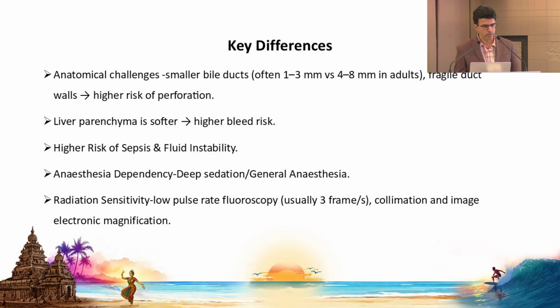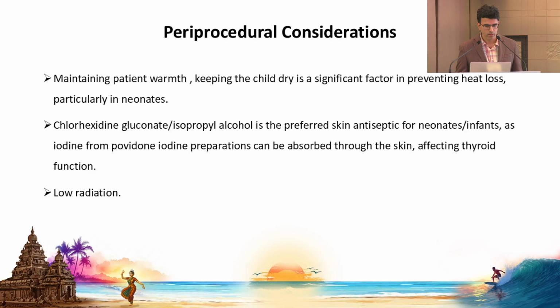The procedures are to be done under deep sedation or general anesthesia, and radiation sensitivity is also an issue, so we always have to use low pulse rate fluoroscopy, adequate collimation, and electronic magnification. Keeping the patient warm during the procedure is also a key factor, especially in neonates and infants, to prevent heat loss. Use of chlorhexidine or isopropyl alcohol in place of povidone iodine should be advised, as iodine can be absorbed through the skin, affecting thyroid function, especially in neonates and infants.